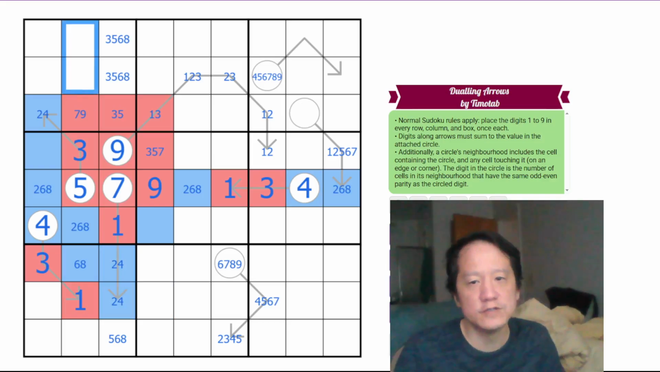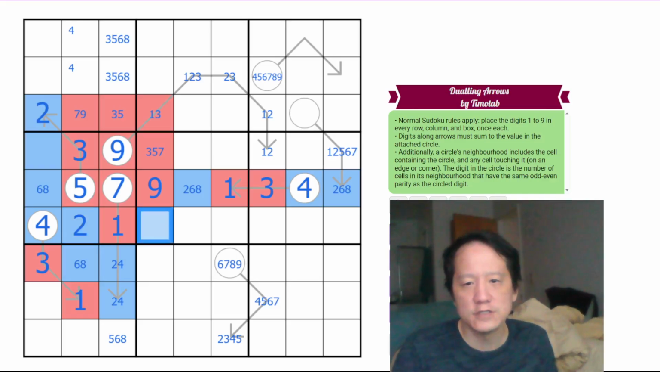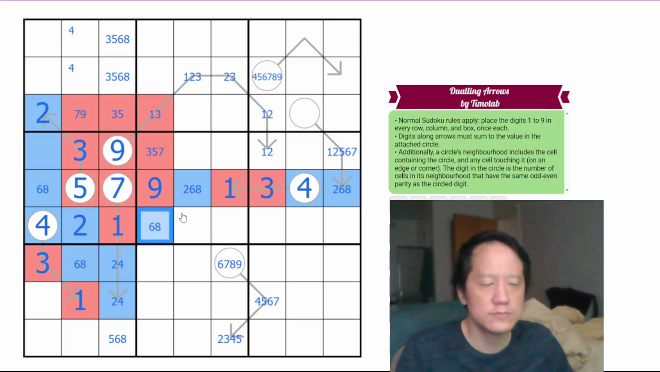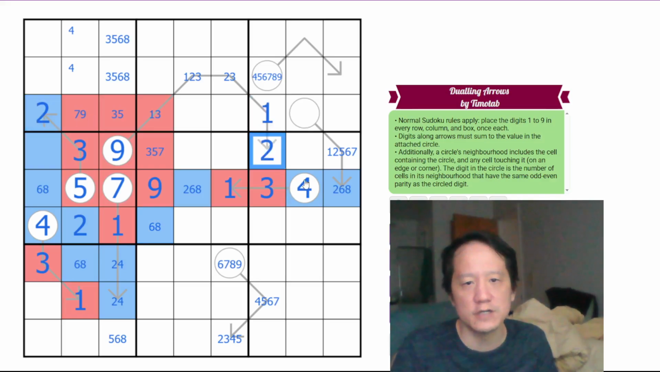Four is one of these digits here. This 4 eliminates 4 here, so this is 2. This can't be 2. Where is the 2 in this box? It can only be in that cell, so this is 2. This has to be 6 or 8. This 2 eliminates 2 here, so this is 1, which makes that a 2. So neither of these can be 2.